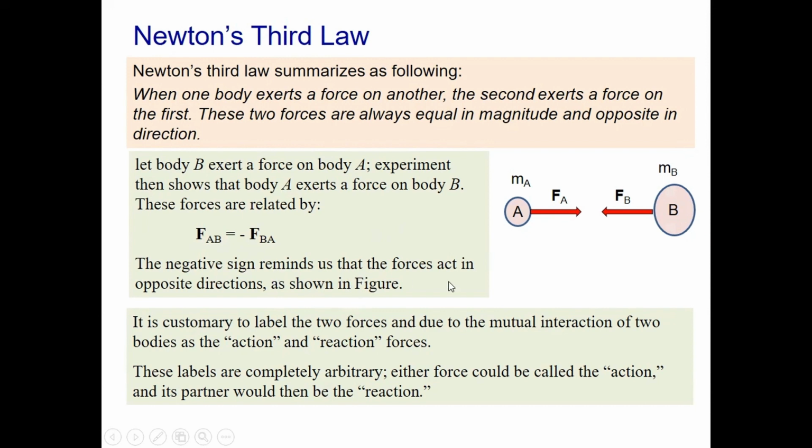The negative sign reminds us that the forces acting are in opposite directions, and it is also usual to label the forces due to their mutual interaction. The two forces are sometimes termed action and reaction forces, and these labels are arbitrary. Either force can be called action and the other can be called reaction. So Newton's law is also termed as: action and reaction are equal and opposite in direction.